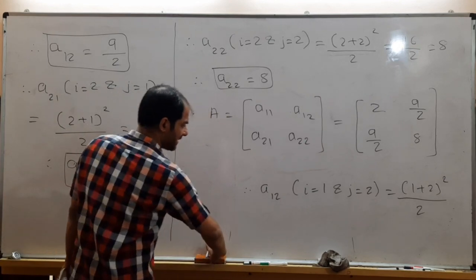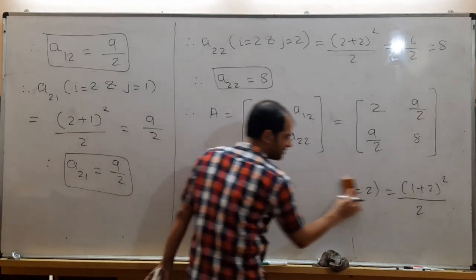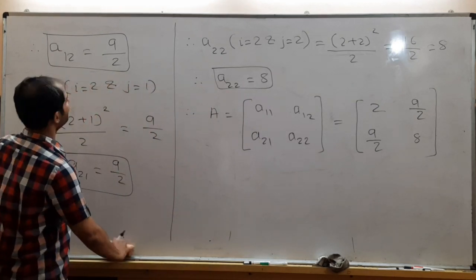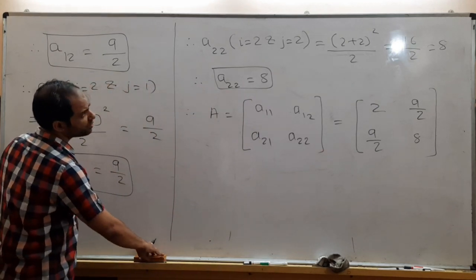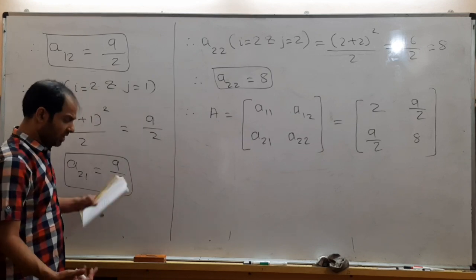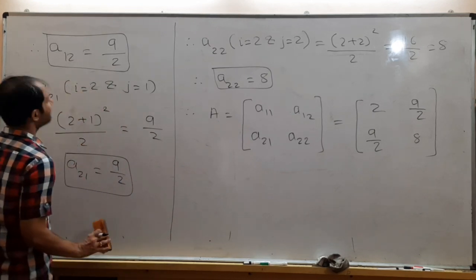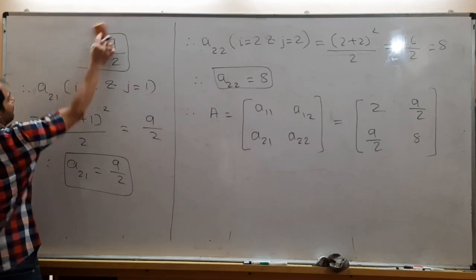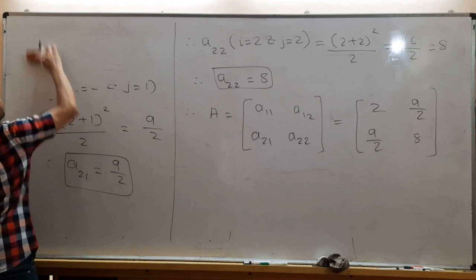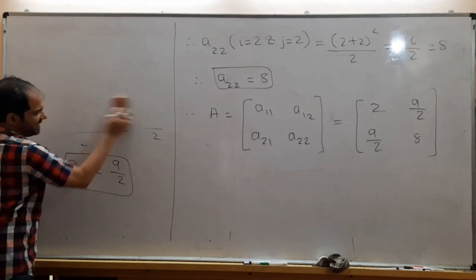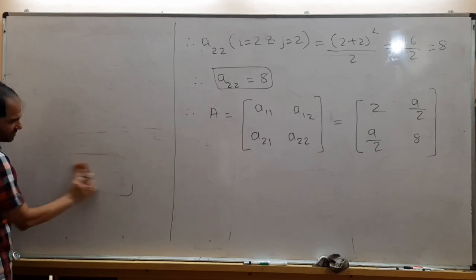Yes, the answer is correct. This is the first part which they asked: you have to construct a 2 cross 2 matrix where the Aij formula was (i plus j) the whole square by 2. Now I will give another one, the second part, which was given with the second formula of Aij. Let me solve that.